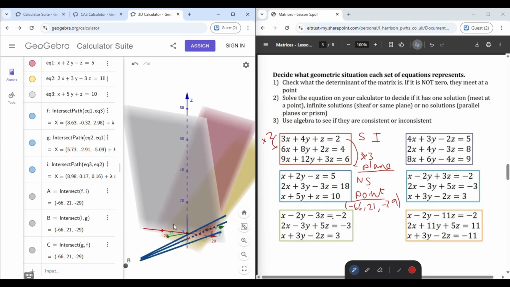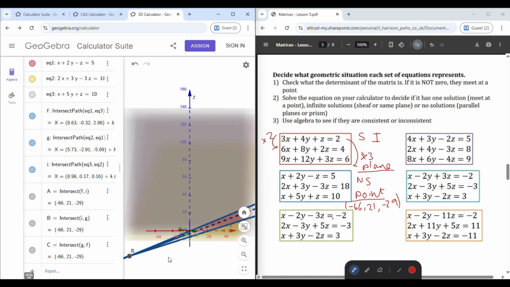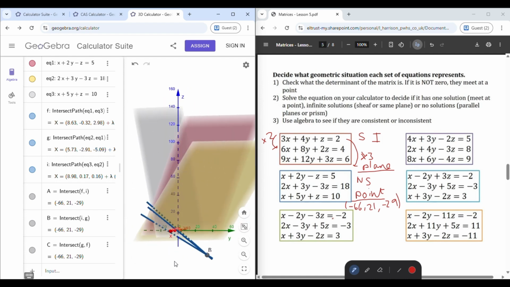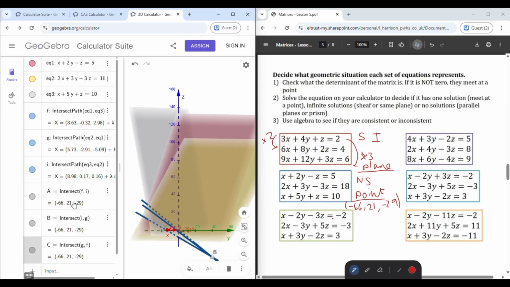But you have to basically zoom out, and there, hopefully you can see that, because I had to do it for each line, there's that point of intersection right there. And you can see, so F, G and I are those lines, so the intersection point of those lines always comes back to that -66, 21, -29, which was the solution to our set of equations. So that was intersection at a point.